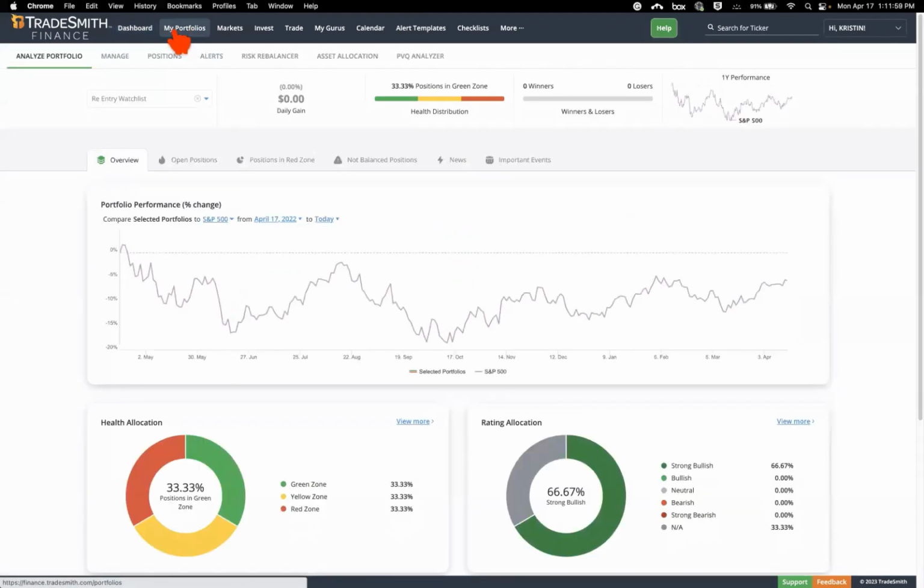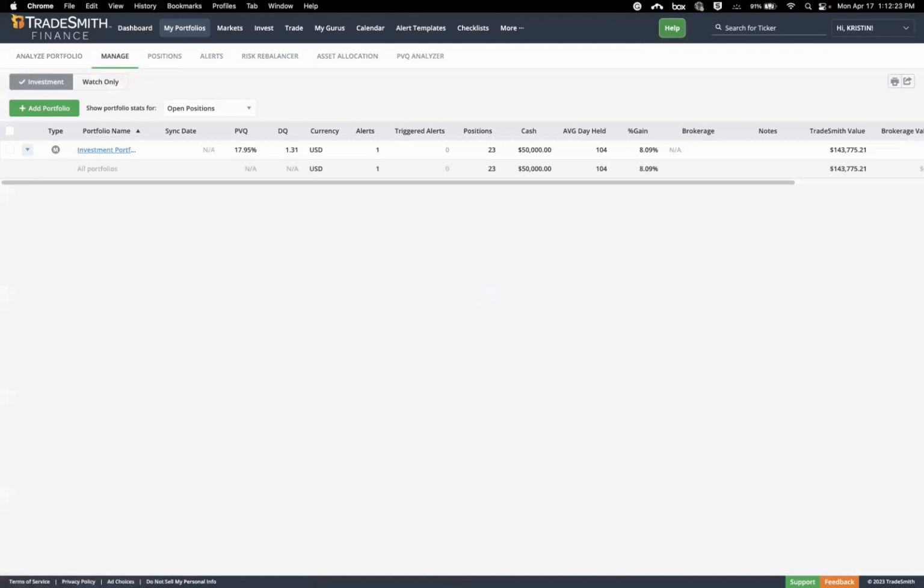And those of you may have noticed when you click on My Portfolios, it does not take you to your little filing cabinet where it lists your portfolios like it used to, because they moved this Analyze Portfolio tool to the front of the line. So when you click on My Portfolios, it's going to take you into the portfolio analyzer. So you do have to click on Manage to get to your portfolios.